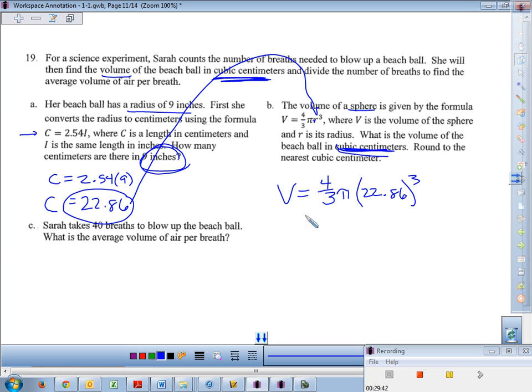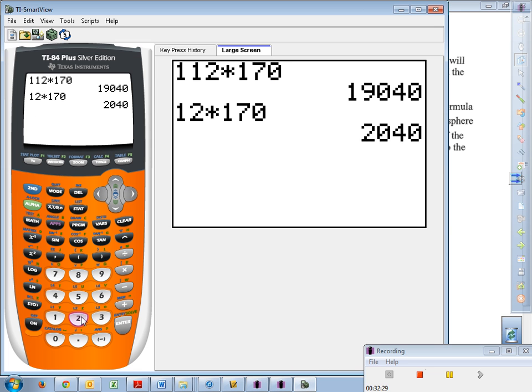What would you want me to punch in first according to the order of operations? I've got division, multiplication, a number, and an exponent. What should I punch in first? So I'll take 22.86 and take it to the third power. If you don't know how to raise it to a power, there's a button for it, to the third power, and I got an answer right there. It's not very nice. You okay with that?